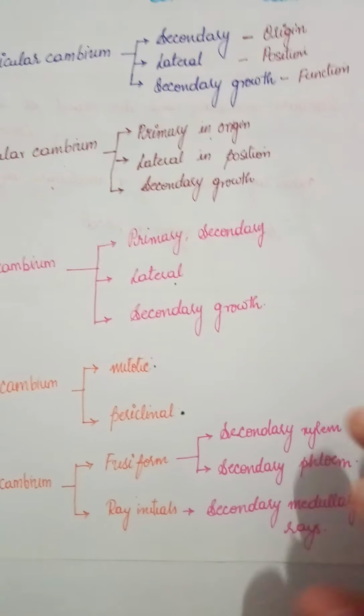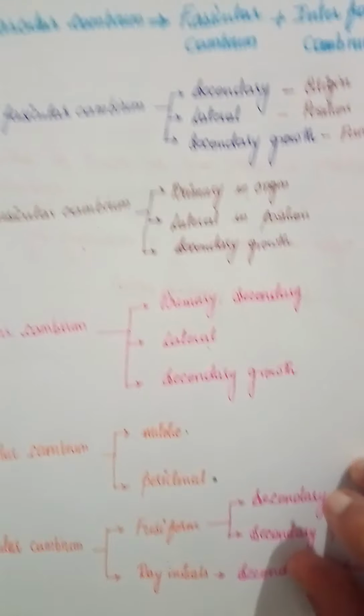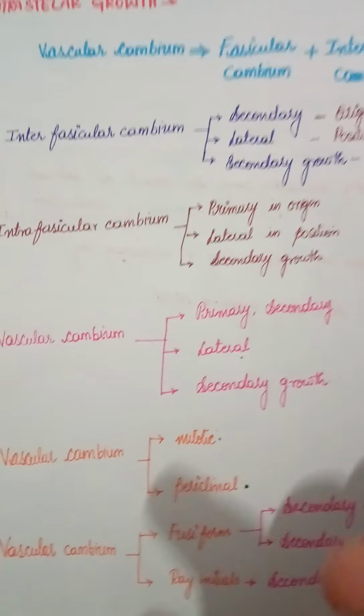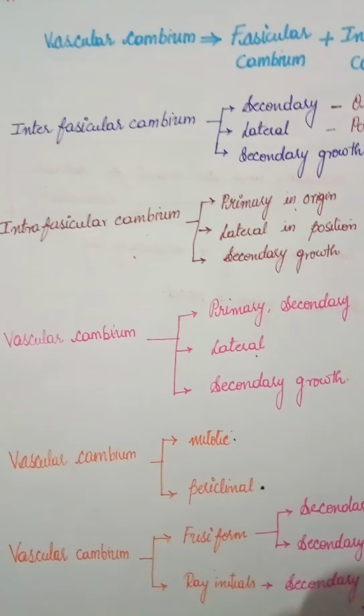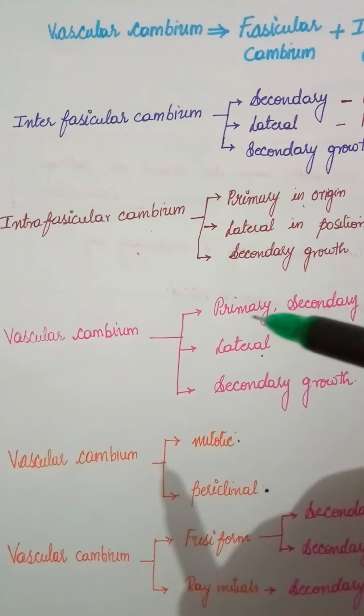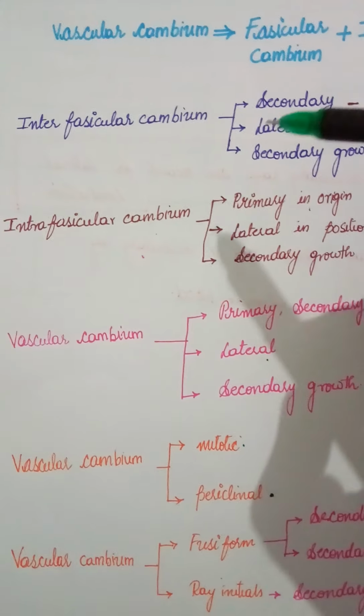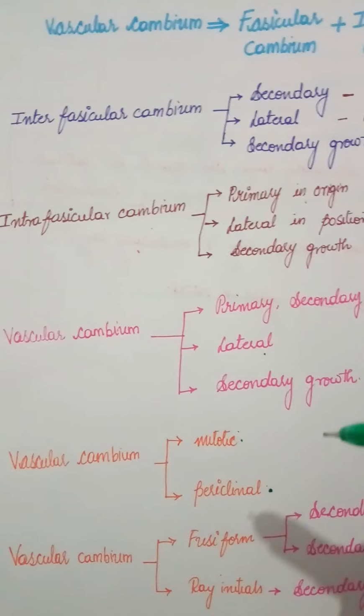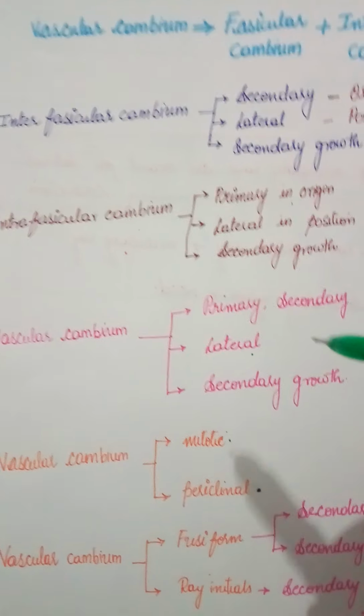Okay, so this is a clear-cut view of all the tissues that are getting involved in the stelar secondary growth. All these structures are pertaining to what kind of secondary growth? The stelar secondary growth. Okay, I hope this will help you.